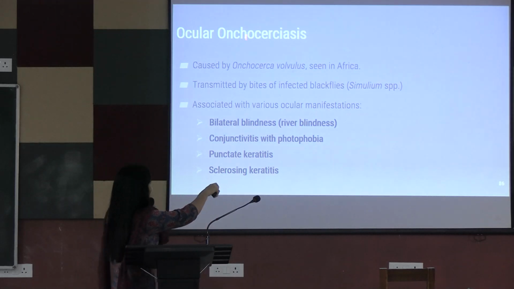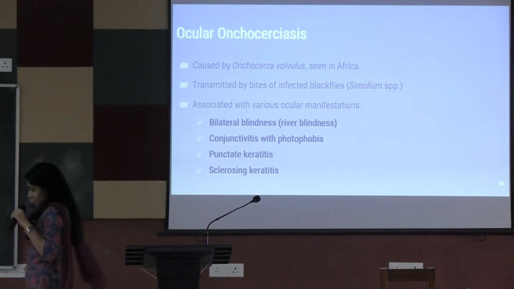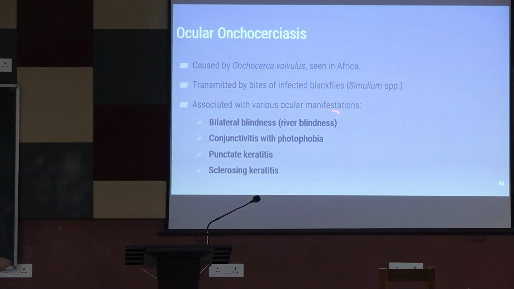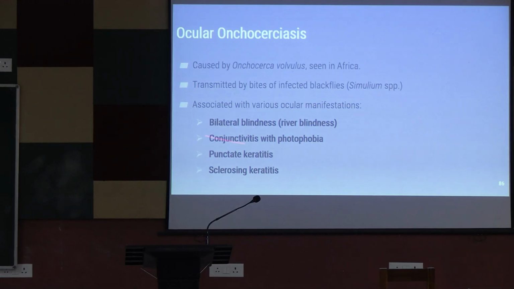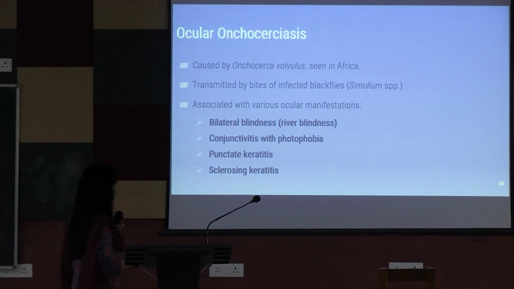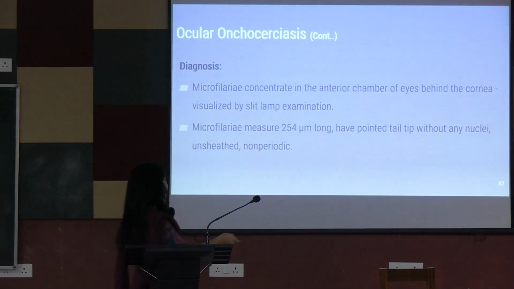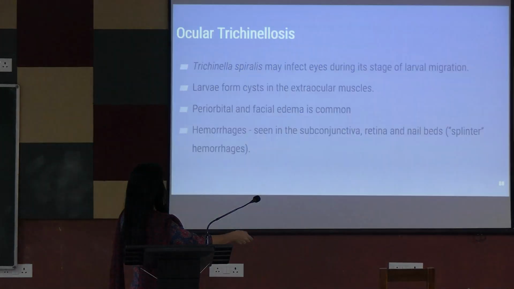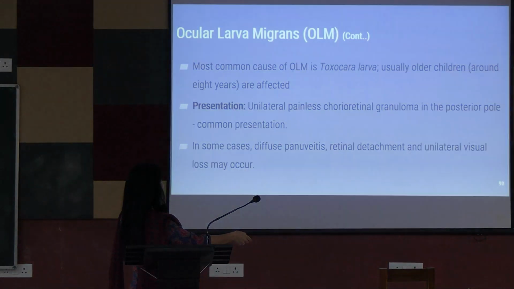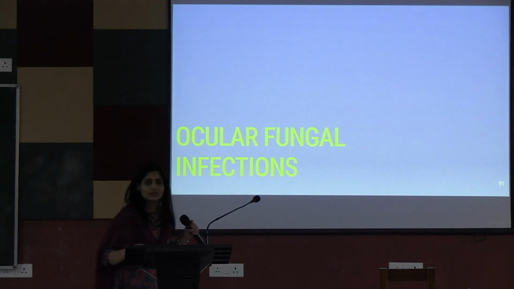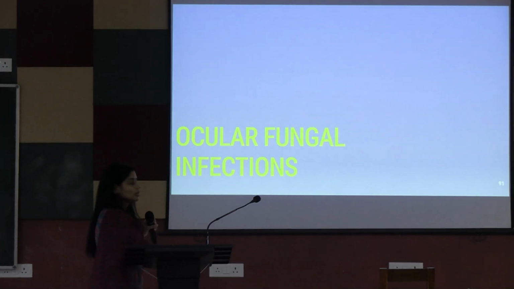What about onchocerciasis? What is the other name for onchocerciasis? Seen in Africa. When you talk about onchocerciasis, it is commonly known as river blindness. Bilateral blindness, conjunctivitis with photophobia, and all these symptoms are seen in case of Onchocerca volvulus, which is found in the rivers of Africa. Trichinella, larva migrans, everything can be seen in immunodeficient persons.